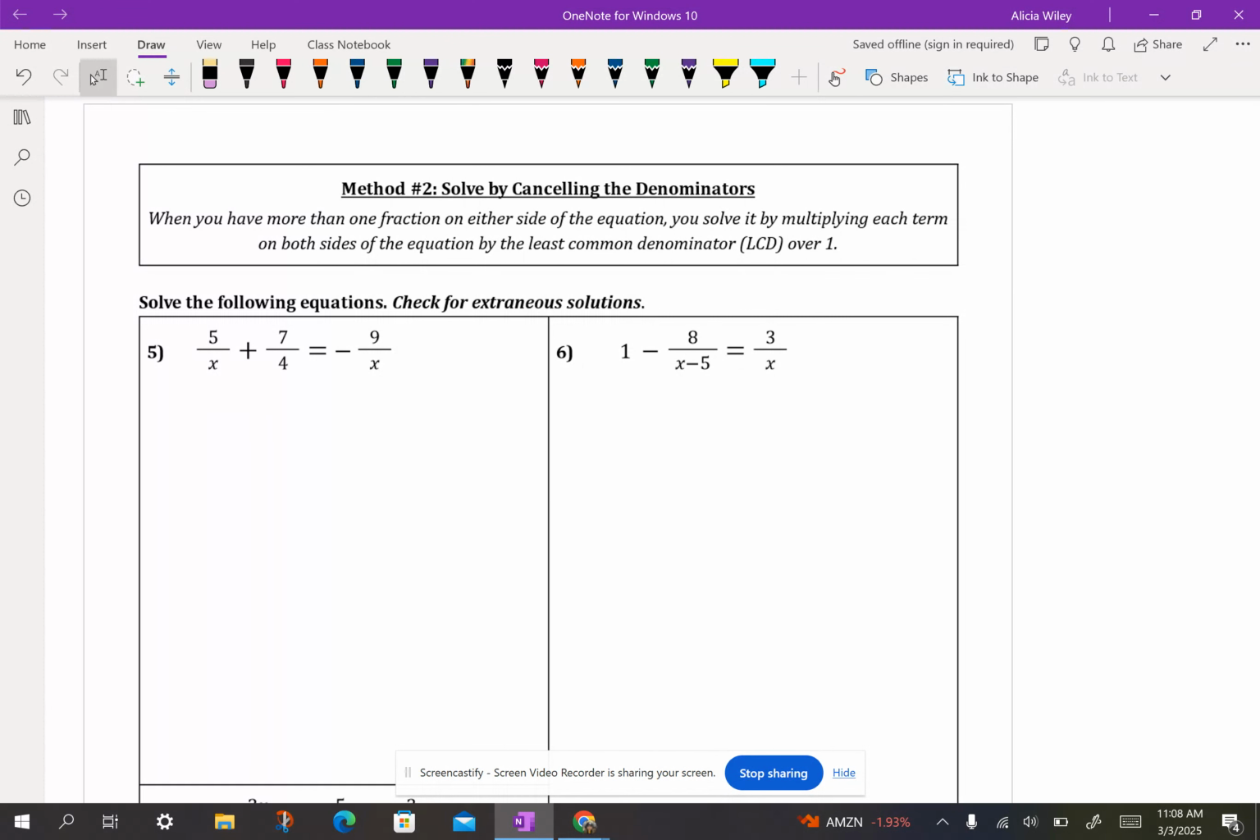Method number 2. In method number 2, what's nice about this method is that it always works. Okay? This method will always work. Unlike cross multiplication, with cross multiplication, it has to be a proportion: 1 fraction equals 1 fraction. This is not like that.